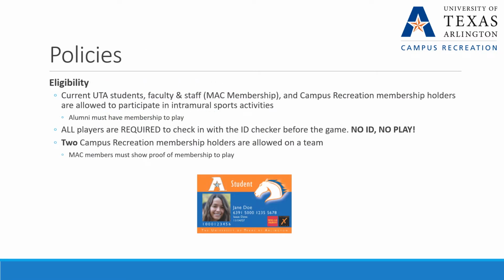Eligibility to play intramural sports is available to current UTA students, faculty and staff that have a MAC membership, and Campus Recreation membership holders. All of these are allowed to participate in intramural sports activities. Alumni must have a membership to play. All players are required to check in with the ID checker before the game. If you don't have your ID, you cannot play that night. Two Campus Recreation membership holders are allowed on a team, maximum. The MAC members must show proof of membership to play.